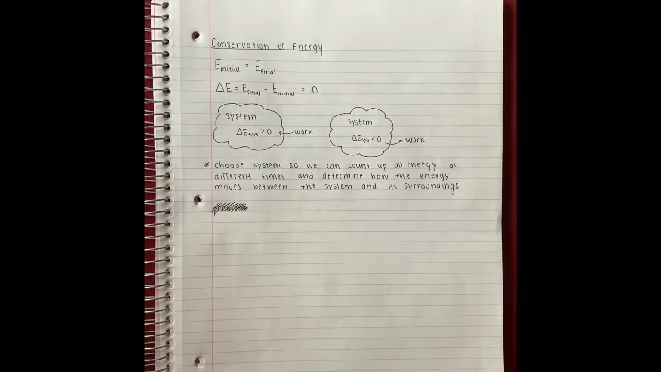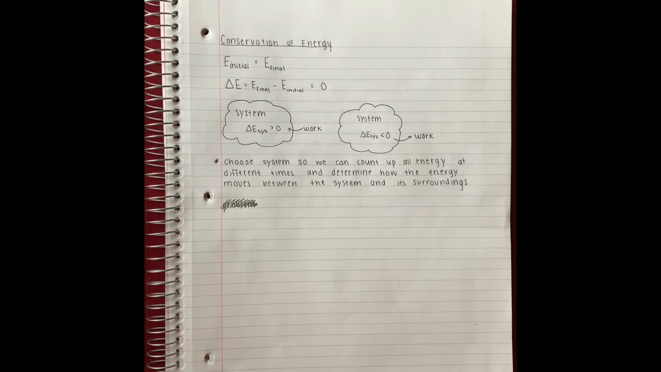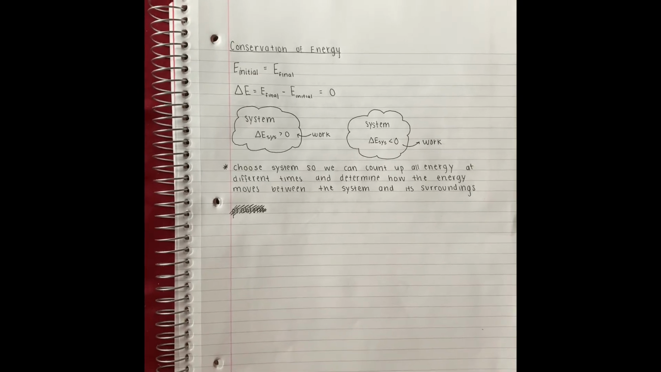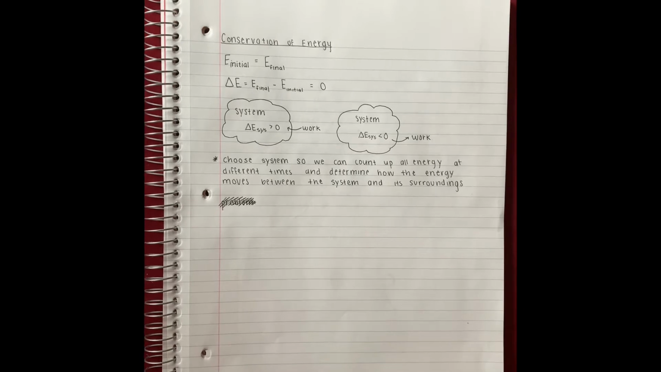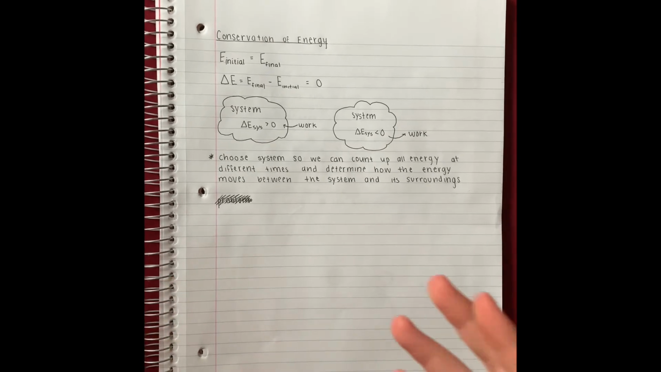So when defining our system, we want to be sure to include everything that you don't want to affect the conservation of energy. Doing so will allow us to have a relatively simple and easy calculation and not to worry about the nitty-gritty of work and energy being done.